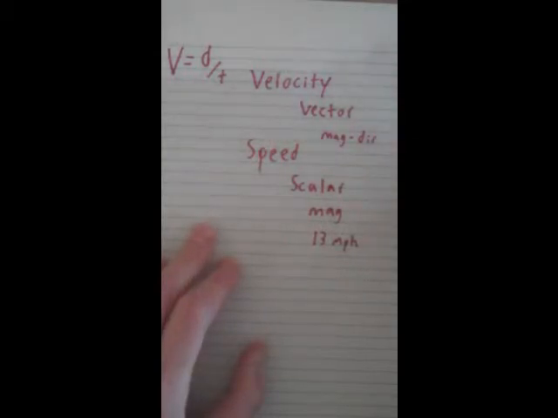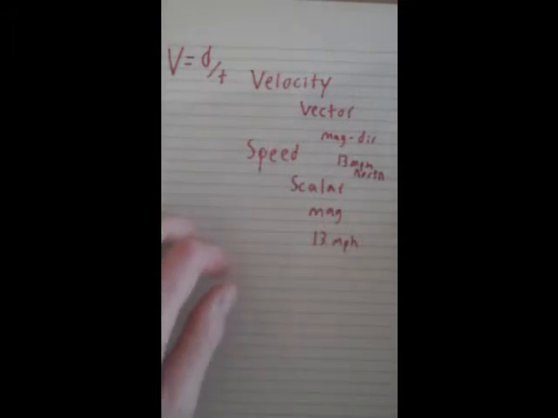So a vector would be something like 13 miles an hour north, or 15 miles an hour south, or 83 miles an hour negative east, or something like that. It's important to know those when we talk about it. We won't need it much now, but it's a good thing to keep in mind when you go into physics.